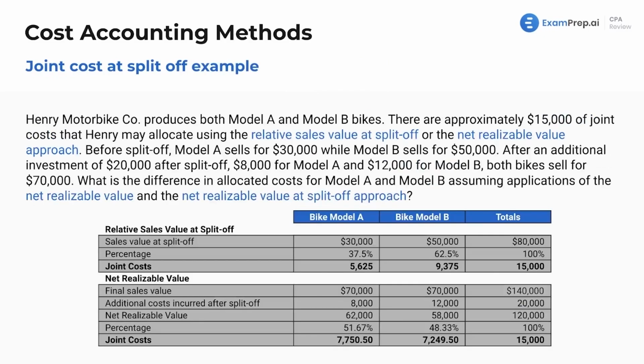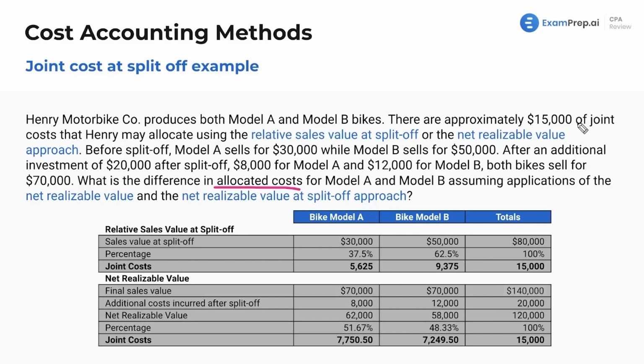Joint cost at split off example. All right. Henry Motorbike Company produces Model A and Model B bikes. Let's read the question. What's the difference in allocated costs? Okay, so we're just allocating costs using Model A and B. And here we're doing both the net realizable value and the net realizable value at split off approach. We're going to see how they compare and we're going to have fun with it.